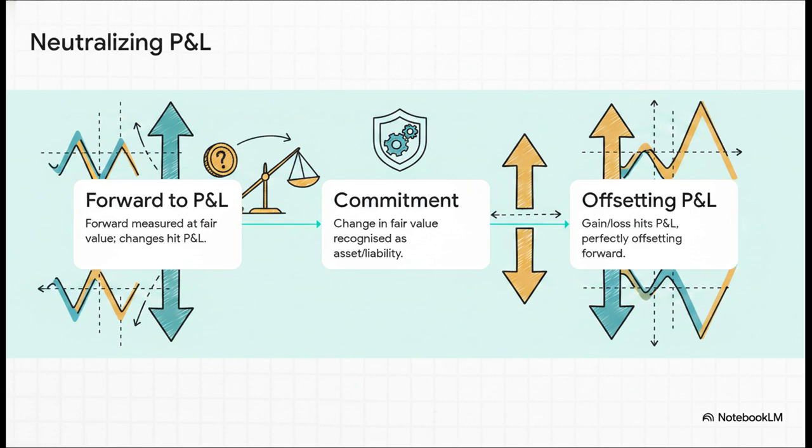Which leads us right to Step 3. That change in the firm commitment triggers a corresponding gain or loss in the P&L. So, if you suddenly have a massive gain on your forward contract, you will instantly recognize an identical loss on the firm commitment. They perfectly offset each other. Boom! Your net exposure to foreign currency risks in the P&L is completely saved.